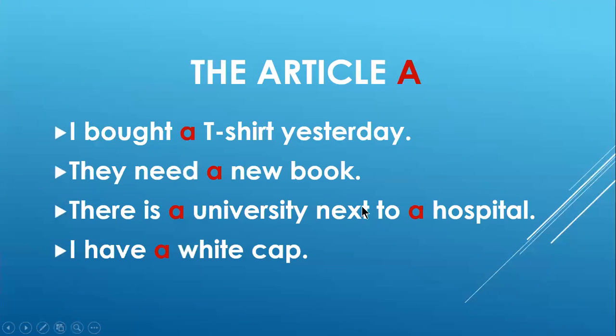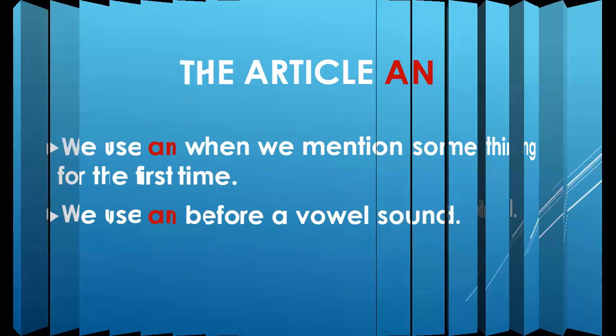Let's see this case in number 3. As you can see, there is a vowel here, but this vowel doesn't sound like a vowel. It sounds like "you"-niversity. So it's not "oo"-niversity, it's "you"-niversity. That's why we use a. Now let's see the other case.